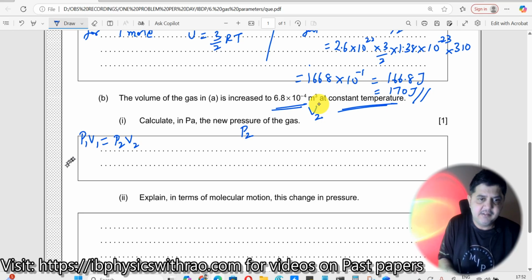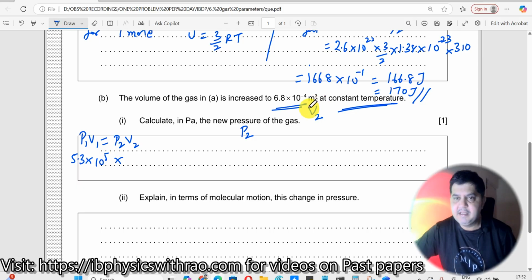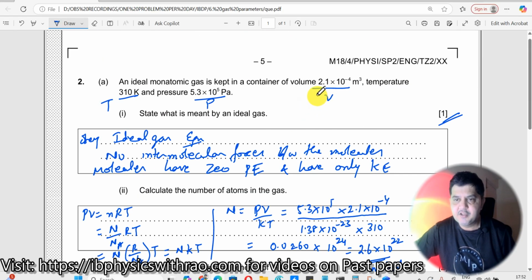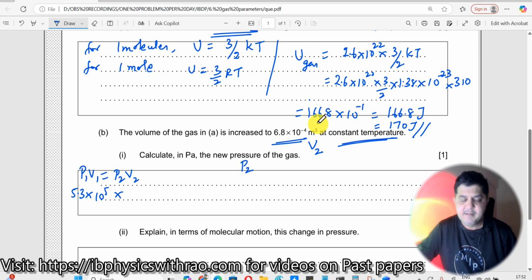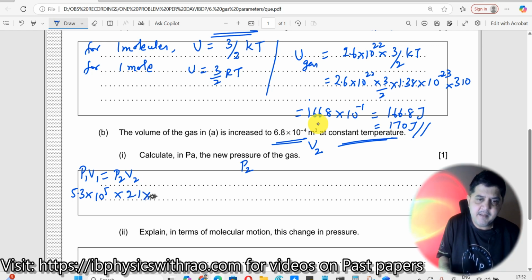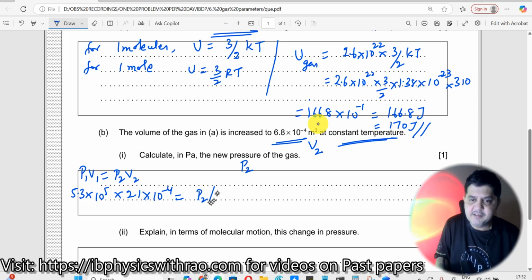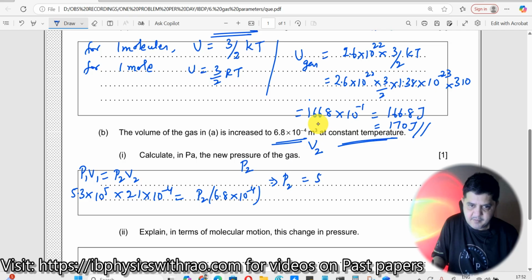So 5.3 into 10 to the power plus 5 multiplied by, what was the volume? Volume was 2.1 into 10 to the power minus 4, is equal to P2 into V2. V2 is 6.8 into 10 to the power minus 4. So therefore, your P2 will become 5.3 multiplied by 2.1, then 5 minus 4 is 1, divided by 6.8 into 10 to the power of minus 4.